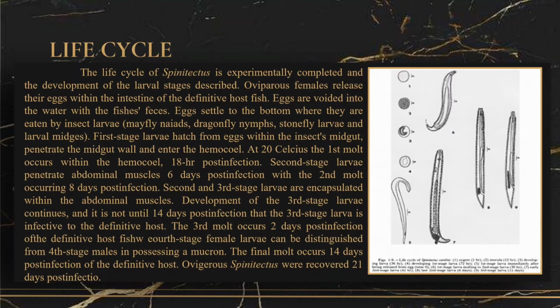The third molt occurs 2 days post-infection of the definitive host, with first stage female larvae distinguished from first stage males in possessing a mucron. The final molt occurs 14 days post-infection of the definitive host. Adult Spinitectus will be recovered 21 days post-infection.